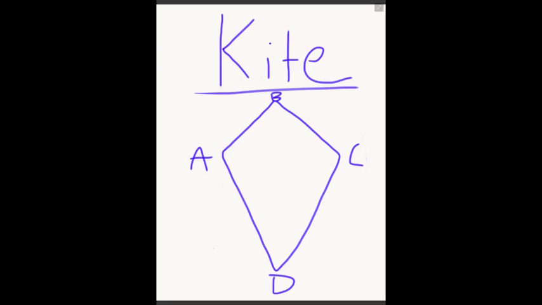A kite is a certain quadrilateral that has two pairs of adjacent congruent sides. In this case, side AB and BC are congruent, as well as adjacent, while sides AD and DC are also both adjacent and congruent. There are certain theorems or properties that actually make a kite special, and the first one is that the diagonals of a kite are always perpendicular.